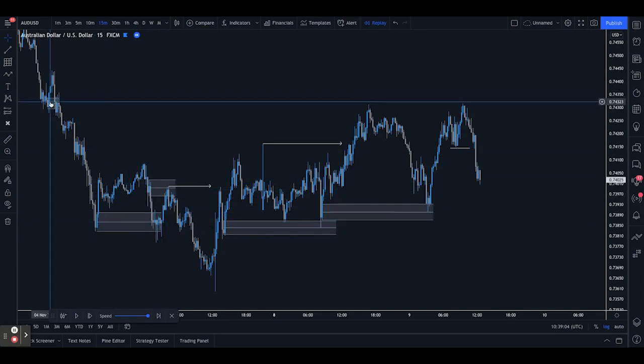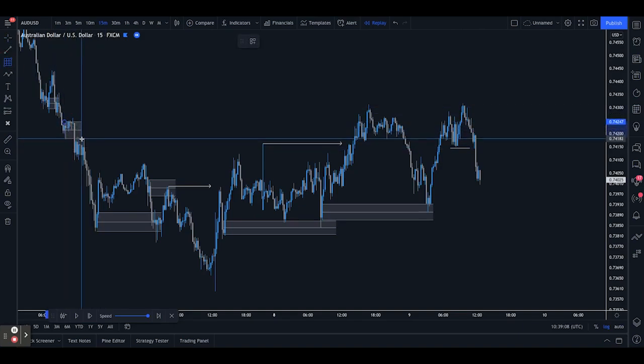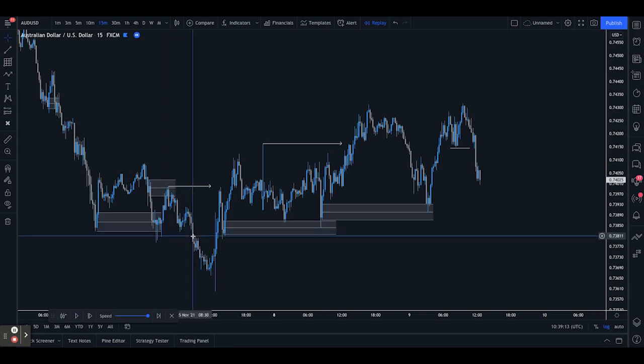So you can see that if we bought this demand zone, we would have lost. If we'd bought this demand zone area here, we would have lost. If we bought this demand zone here, we would have lost. If we bought this one here, we would have lost, and so on. Whereas trading the supply zones, you can continually sell into the market when the opportunities arise, and you're just going to be able to ride the trend down.